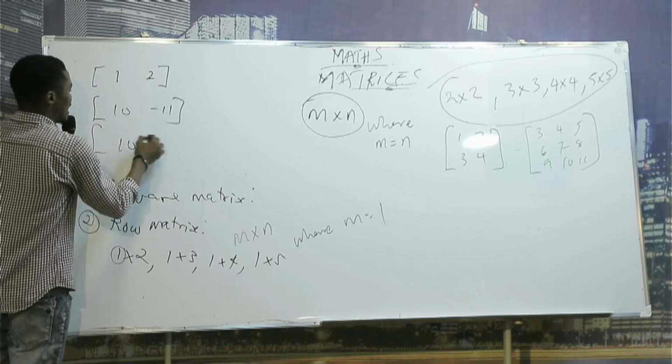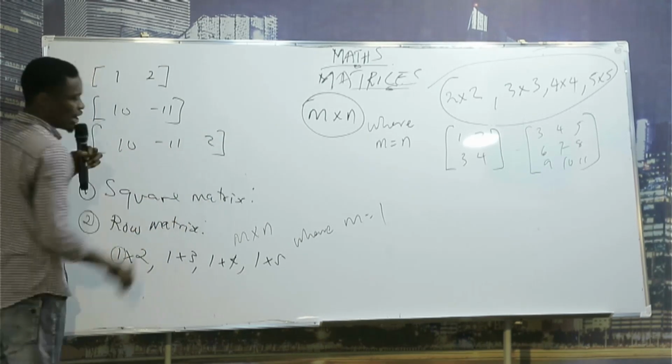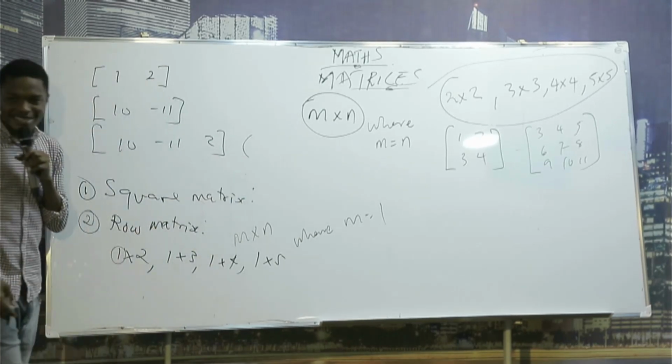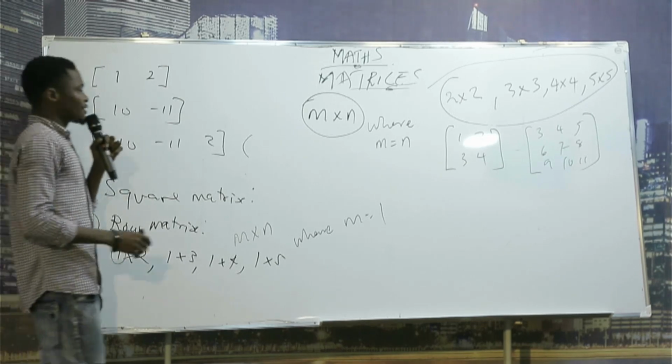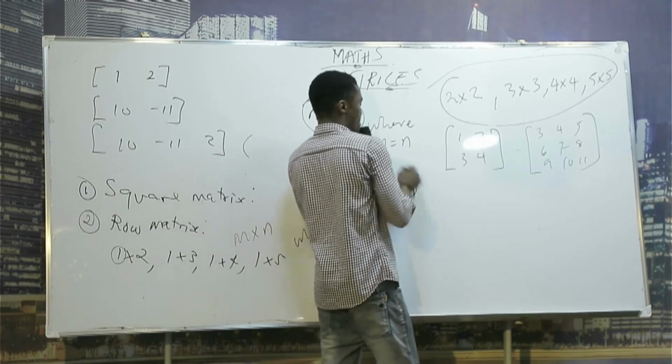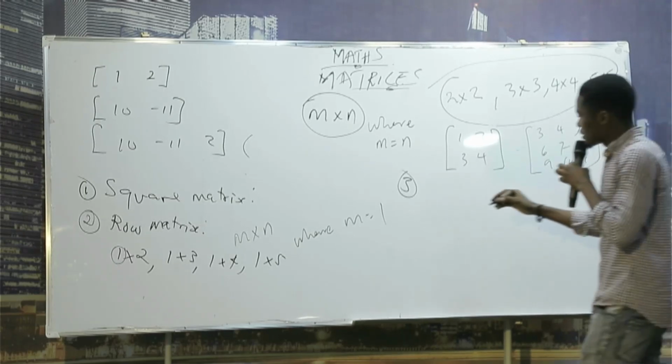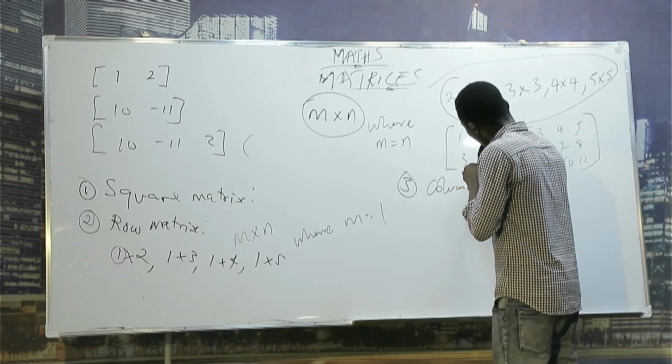If I have 10 minus 11 and 2, what is the order of this guy? 1 by 3. And is it also a row matrix now? Yes. Good. All right, let's continue. Number 3. Column matrix.